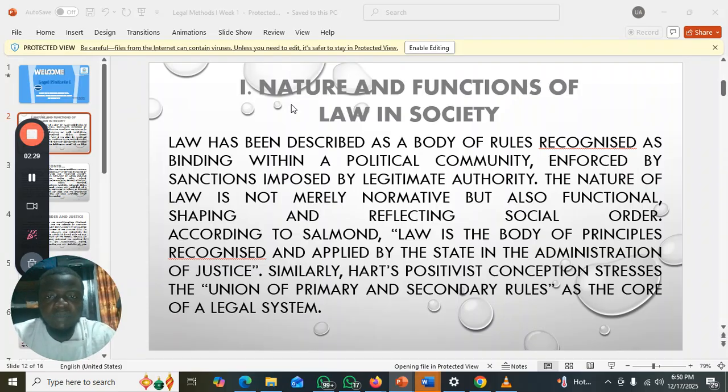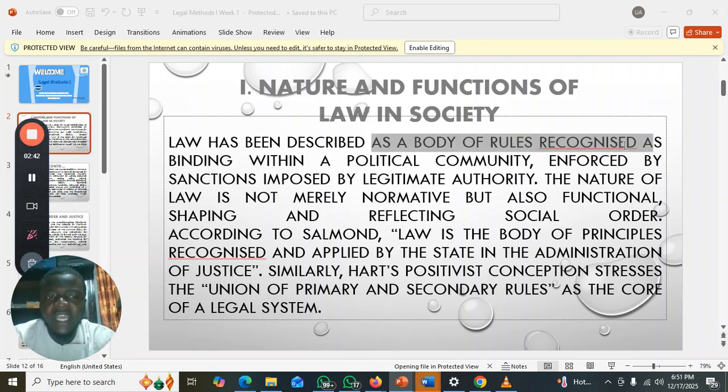So, let me explain the nature of law in this particular aspect. Law has been described as a body of rules. The first nature of law here is that law is a body of rules. That's the nature, meaning, what does law look like? Law looks like a body of rules. That's the first thing you need to understand. Law is a body of rules from here to here. This is the first nature of law that you need to understand.